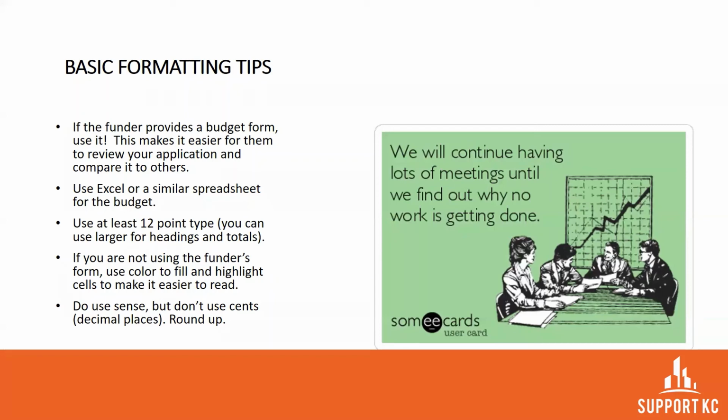Don't use cents or decimal places in your dollar amounts. Even if your electric bill is $72.49, round up. It's distracting to have decimal points on there, and we're looking at the big picture, so we don't need the pennies. And finally, one mistake I see a lot is clients will give me a budget where things aren't calculated on the same time frame.